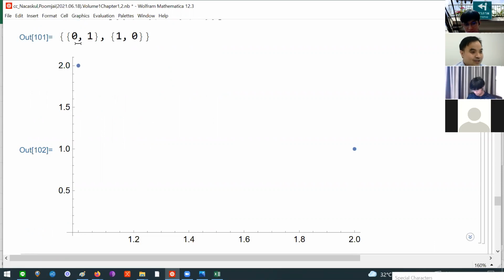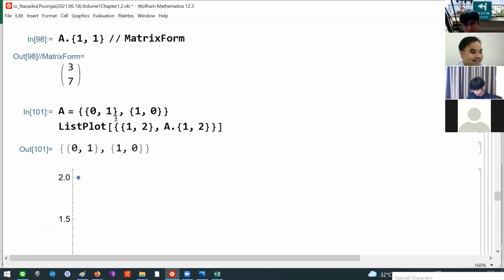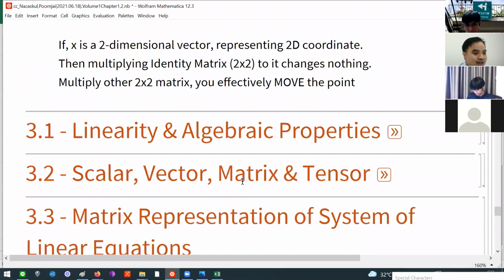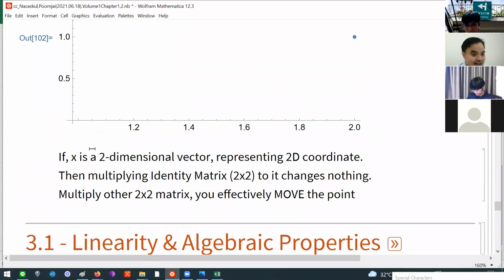Now from 1, 2, I have 2, 1. See, this is a flipping matrix. So you can do all kinds of stuff. So you can think of a matrix as a transform.